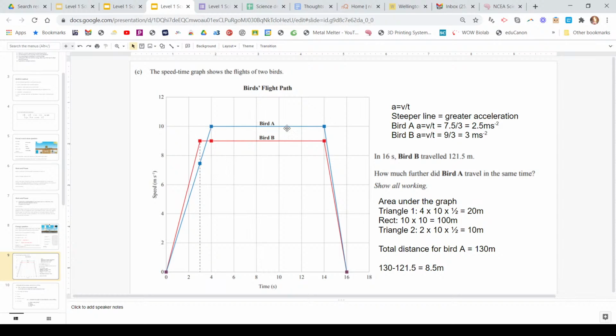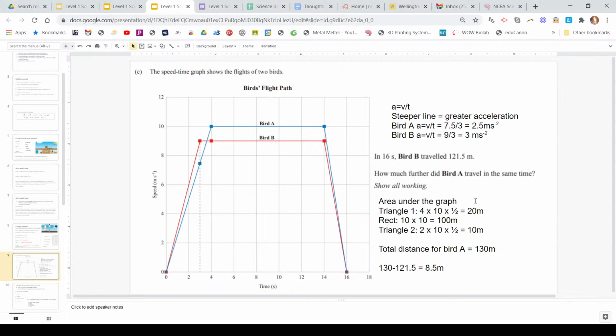Both bird A and B then have these horizontal sections, and that means the acceleration is 0 because the speed is not changing. And then we could also work out the acceleration, which you might also call the deceleration, over this section. If we looked at bird A as an example, then we're going from 10 to 0 meters per second, so the change in speed is effectively negative 10, and the change in time is between 14 and 16 seconds, so it's 2 seconds. So we would end up with an acceleration of negative 5 meters per second squared, which you could just say is a deceleration of 5 meters per second squared.